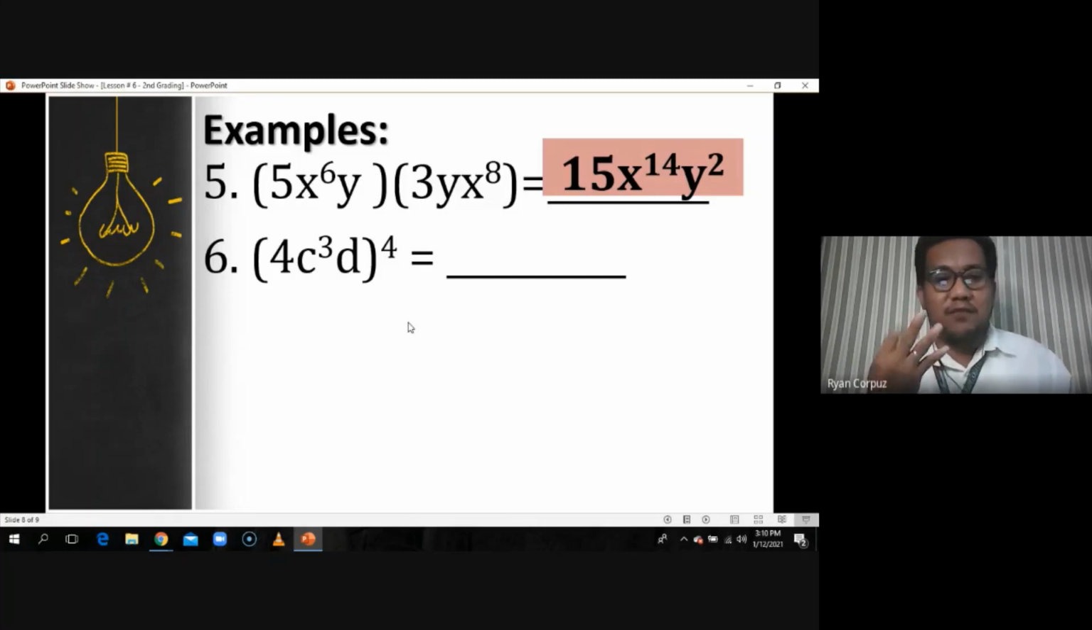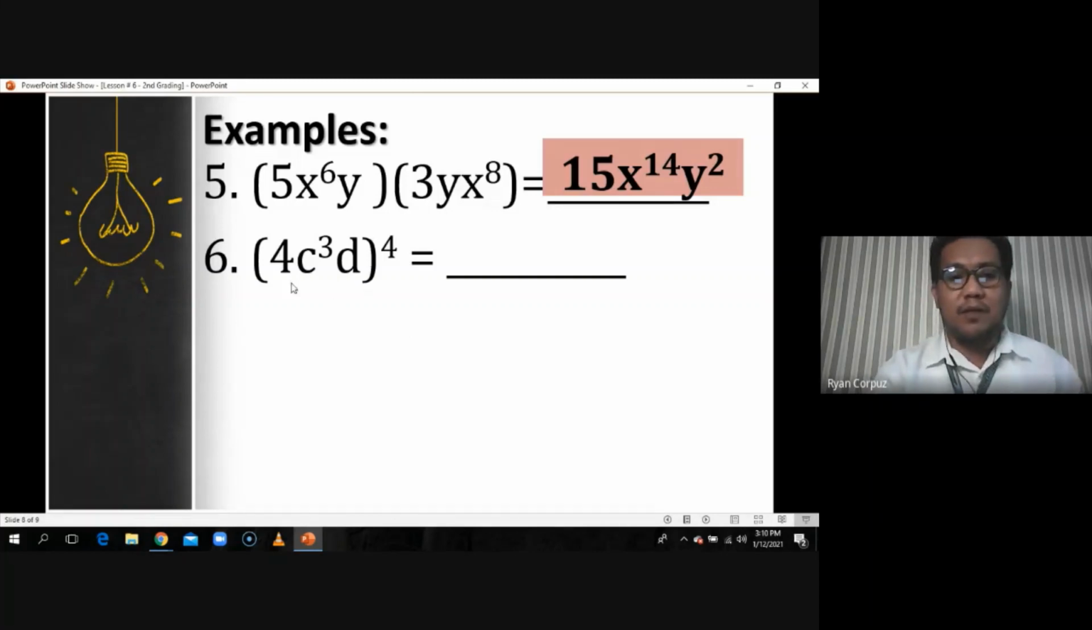And what is 64 times 4? What is 64 times 4? That is 256. So 256 yung numerical coefficient mo na.